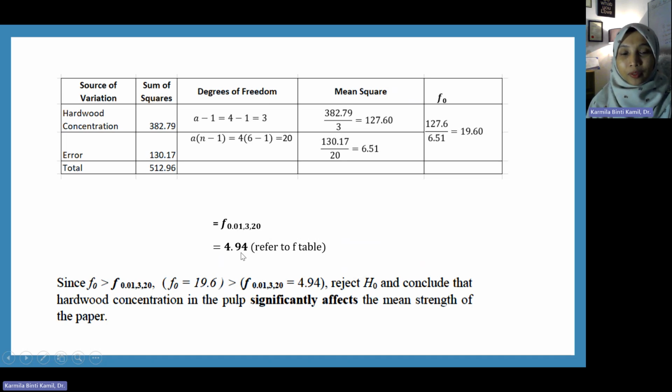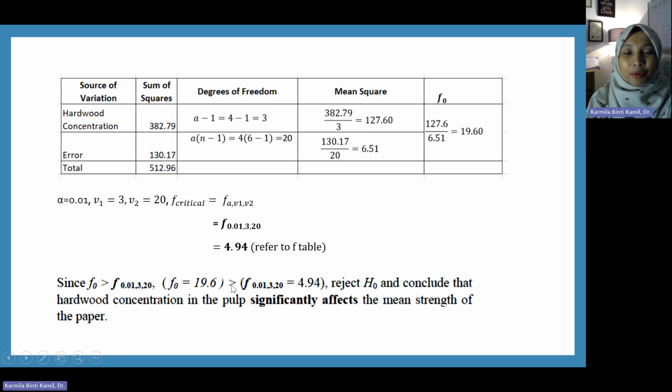Now we need to check. We already have the value here; just substitute and refer to the table. We need to compare the F critical and the F statistic that we have here. Which one is greater? The F naught, the F statistic, is 19.60, which is greater than the F critical, in this case 4.94. So we can reject the H null.